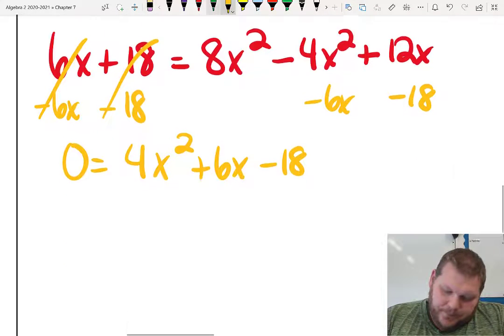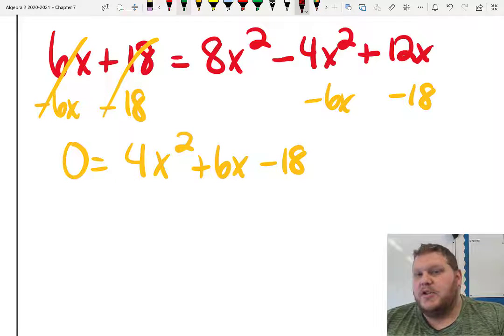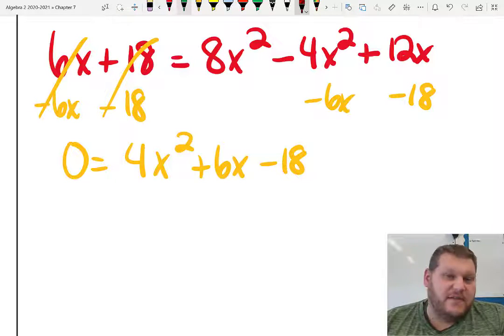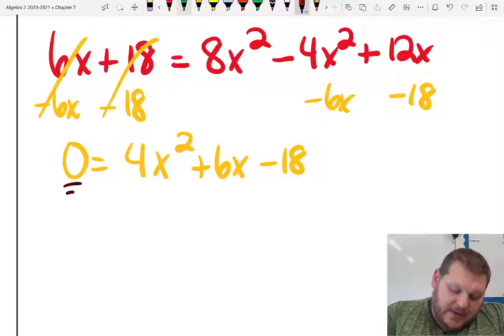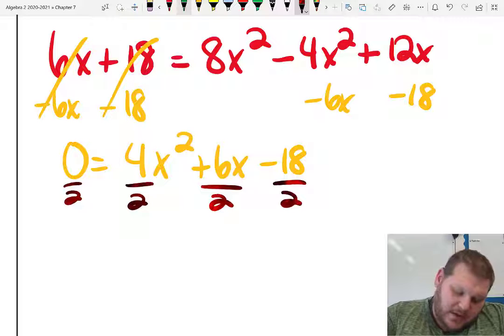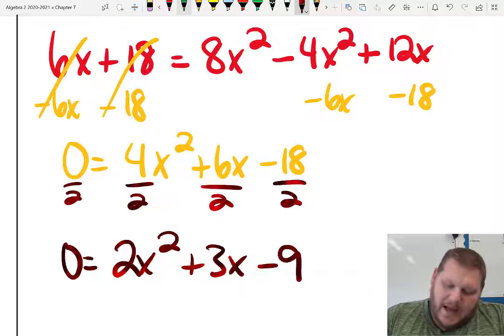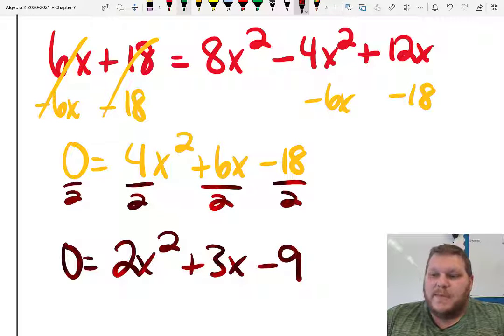So, first things first, to solve it, I'm going to go ahead and just divide through by my GCF. All three of those are even numbers, so I'm technically dividing all the way through by 2, which gives me 0 equals 2x squared plus 3x minus 9. And that's what I'm going to try and factor out.